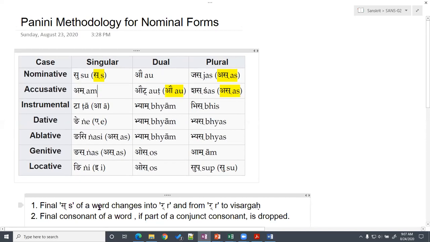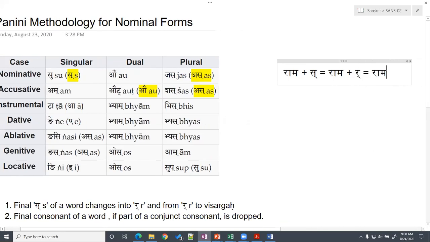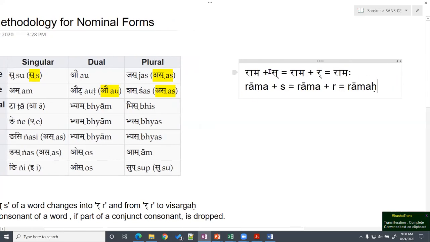So final sakara of a word changes into refa, and from refa to visarga. So for example, if you know, we had Rama plus sa, this sakara. Sakara here, that will be the nominal form. So how will it happen? Then it will become sakara. This is the final sakara of a word. It changes into refa. So it will change into refa. And then from there, refa to visarga. So like this. So that's how it works.